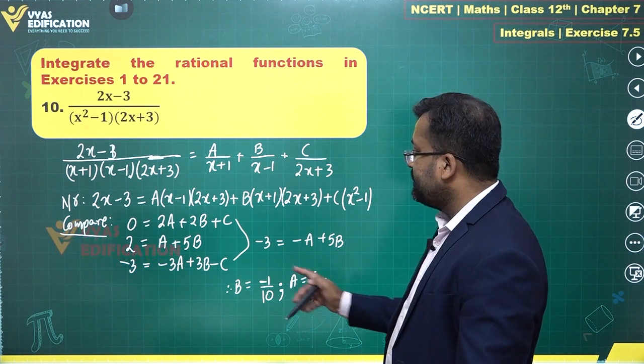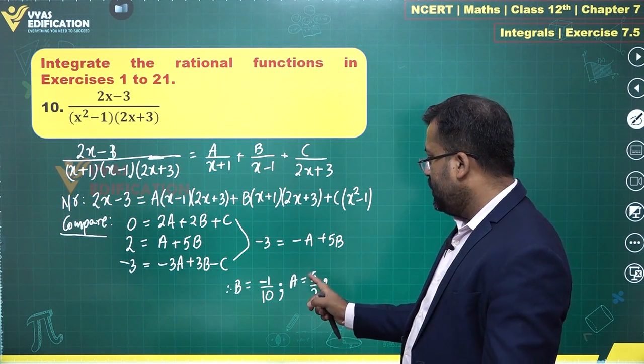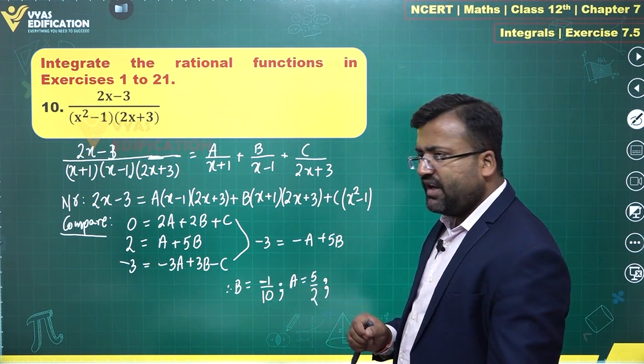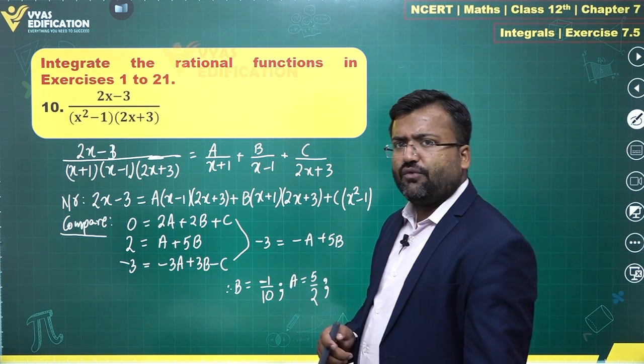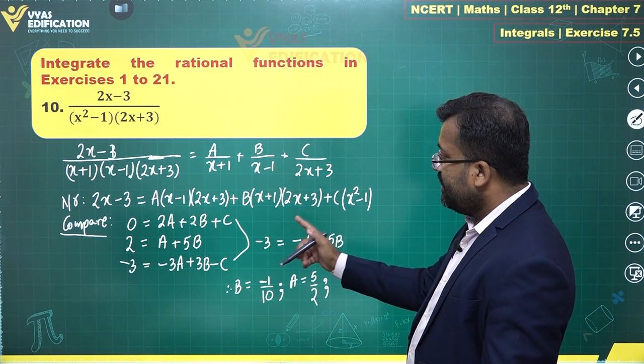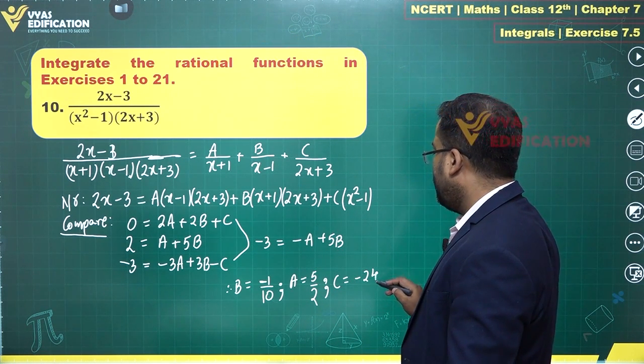And using these two values, I can get the value of c as 2a plus 2b with a minus. So 2a is 5, 2b is minus 1 by 5. So 5 minus 1 by 5, what will that be? 24 by 5. And with a minus, c will be minus 24 by 5.